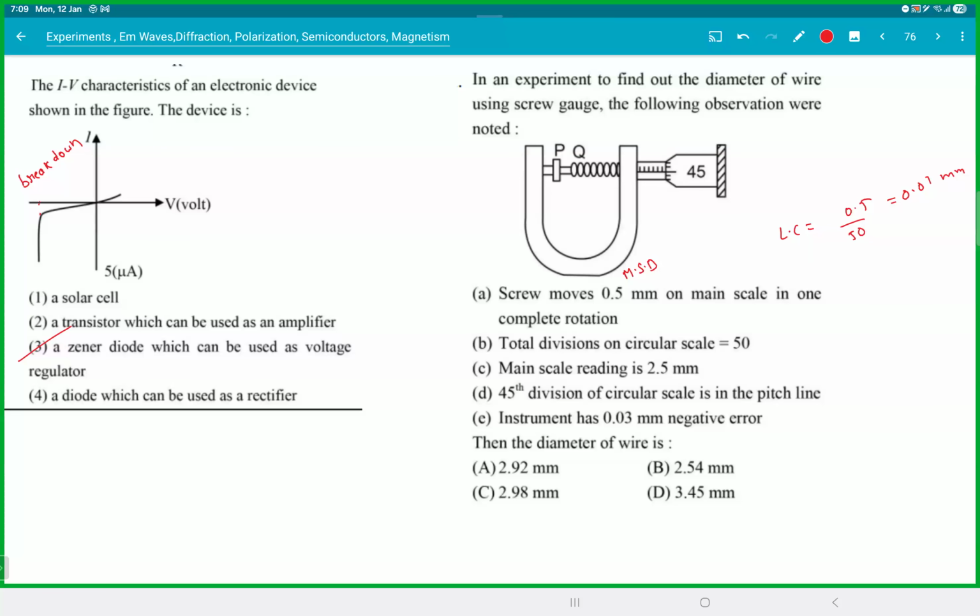So he didn't give the divisions actually. So this thing is 2.5. So I think he actually gave you the result directly, I guess. So this is 2.5 mm plus 45 divisions. That would be 45 into 0.01, and negative error, so correction is 0.03. If they had given some numbers, then you have to calculate. This would be how much? 2.98.